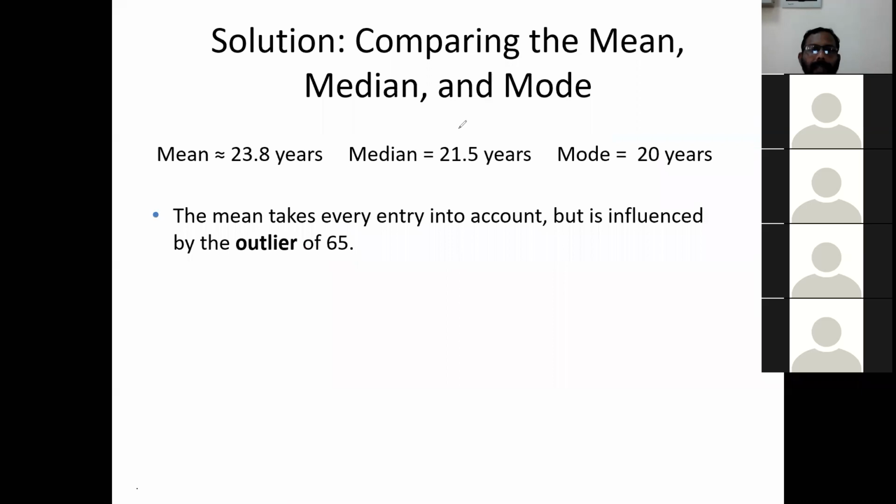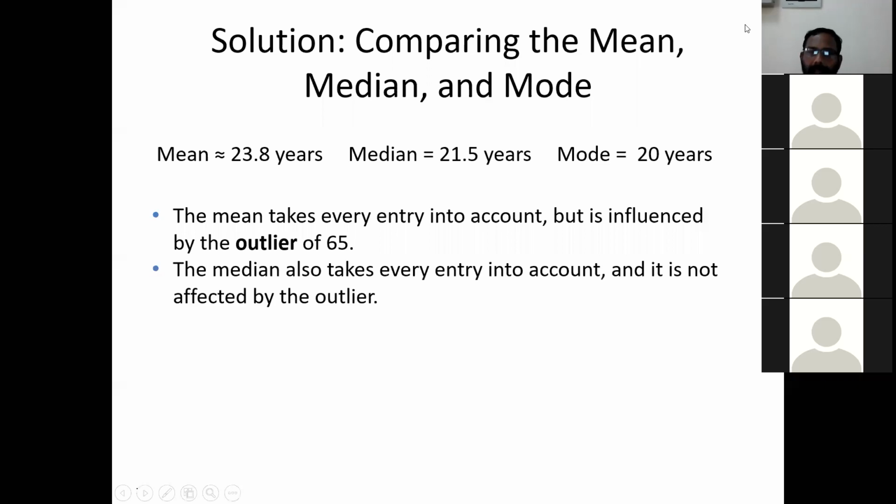Right. So these are the summary: mean, median, and mode. Because mean is always affected by the outlier data points, we cannot take mean into consideration. The median also takes every entry into account, and it is not affected by outlier. So that is important. Median and mode are not affected by outlier.